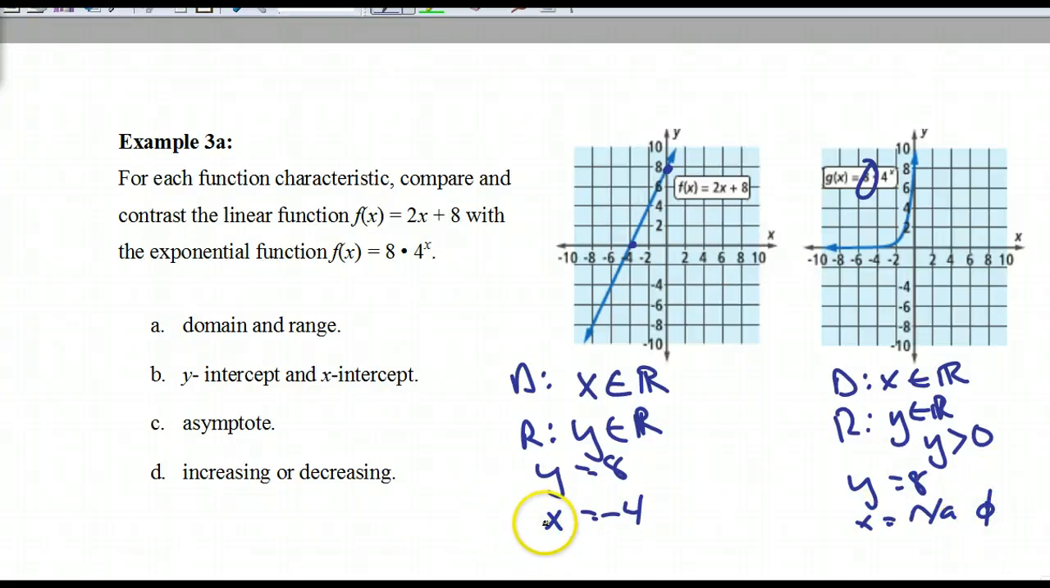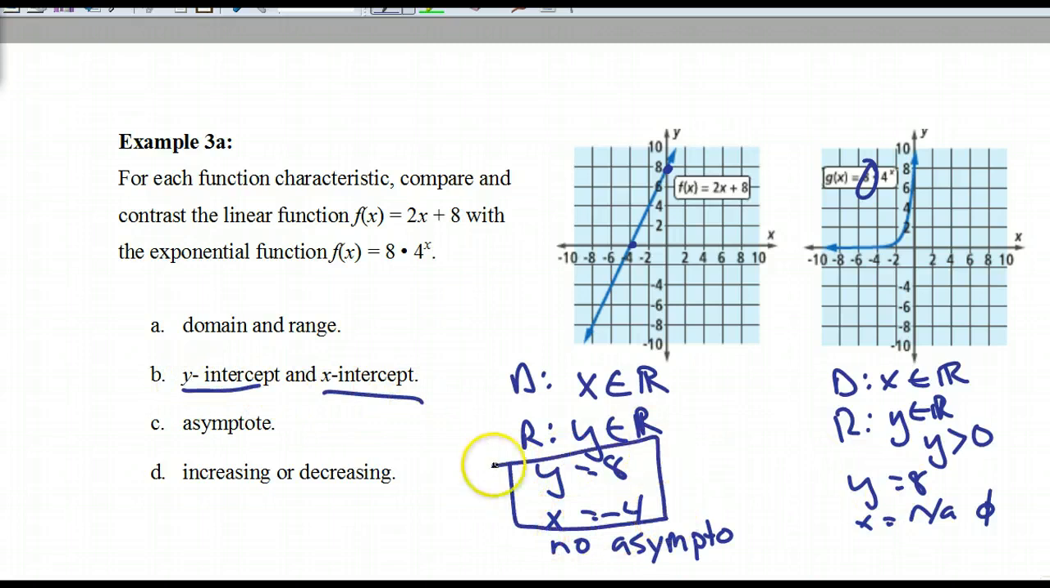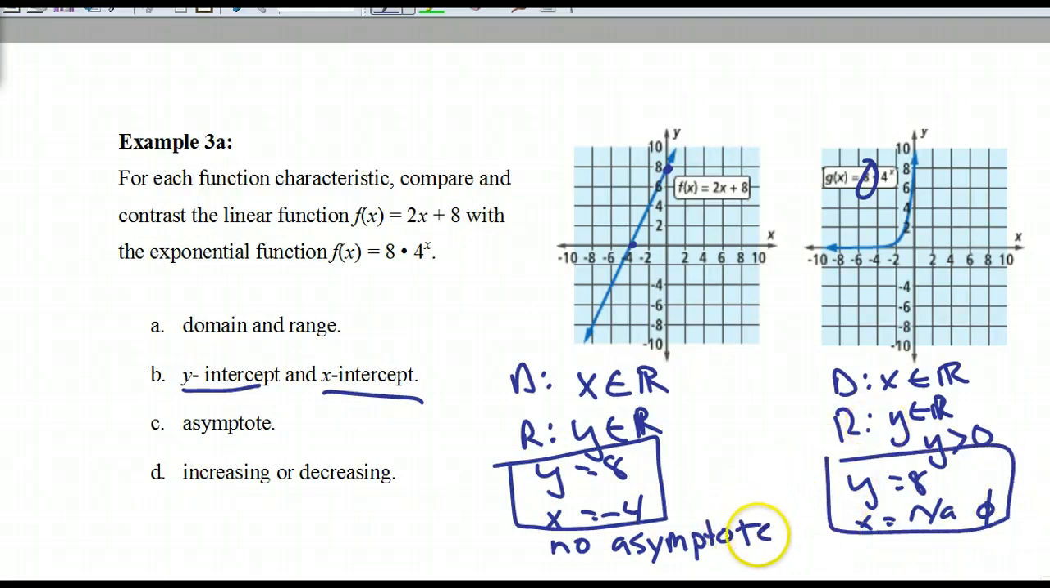Okay, D, it says, what is my asymptote? First of all, there is none. No asymptote on the first one. Wait, what did we just do? We're just looking, the first one we were looking for y-intercepts and x-intercepts. Okay? Oh, we're on C. Okay? C is no asymptote on the first one. The second one, the asymptote is y equals 0. And on both of them, they're both increasing.